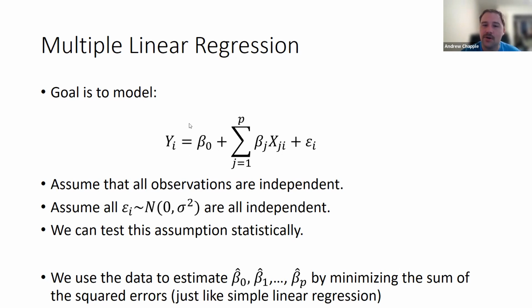So again, we have this beta 0, this is our intercept. We have p of these beta j's, and then we're going to minimize the sum of the square errors, just like in simple linear regression. It's the exact same thing. It's just extended to multiple covariates now.